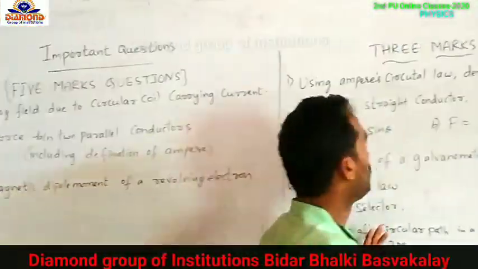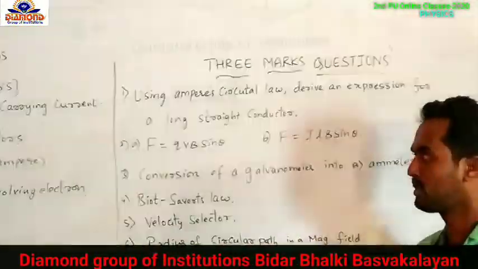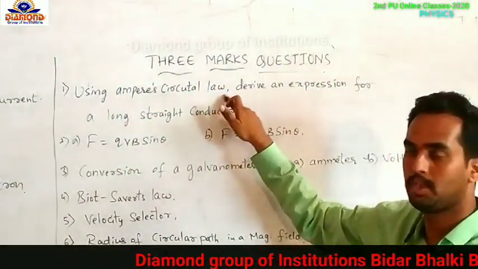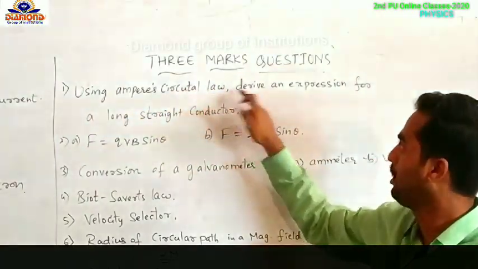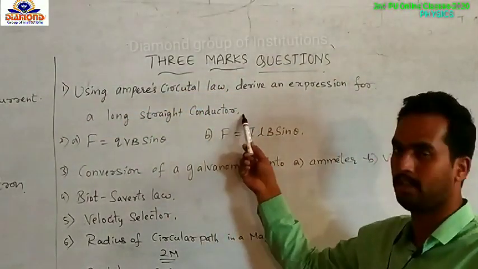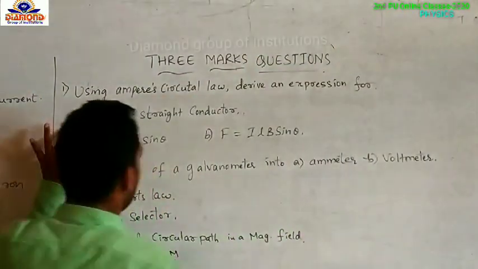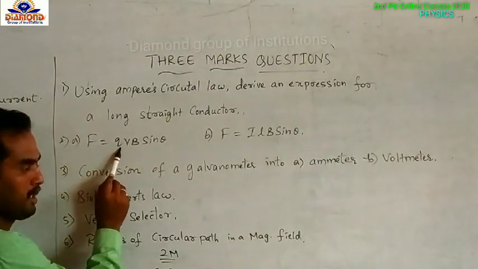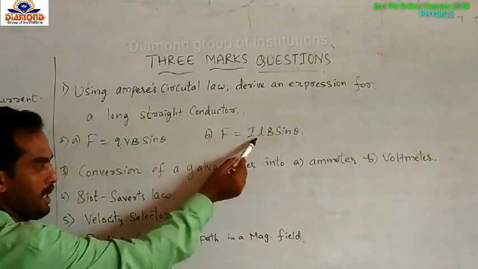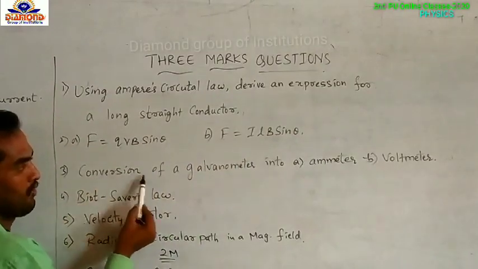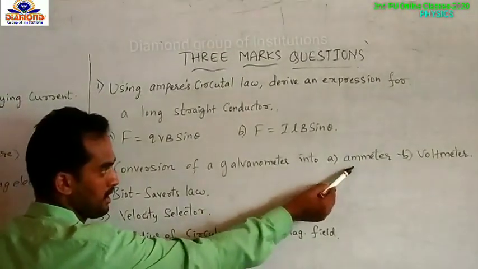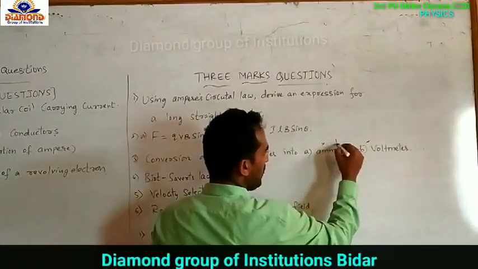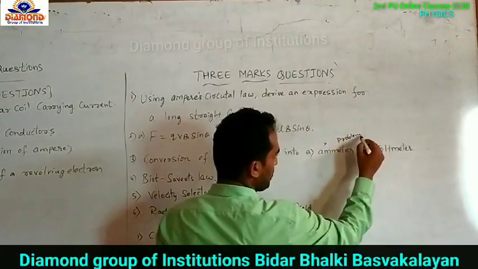Now, the 3 marks questions list. Using Ampere's circular law, derive an expression for a long straight conductor. This is also a most important question. Next, F equal to qvB sin theta, the force acting on a charged particle, and the force acting on a current carrying conductor. Then conversion of a galvanometer into an ammeter and voltmeter. Based on these two formulas, a problem may be expected. You can expect a problem for 3 marks also.